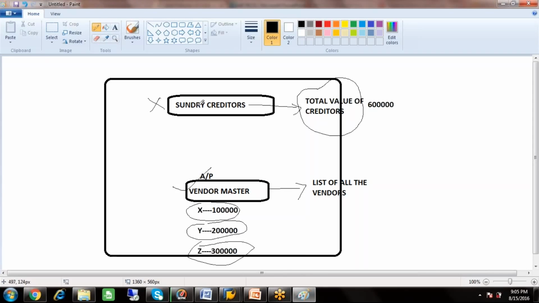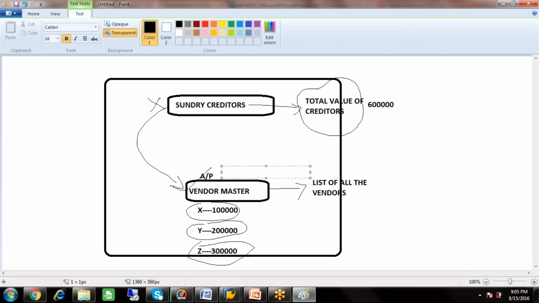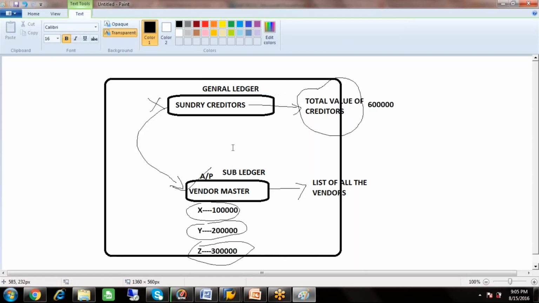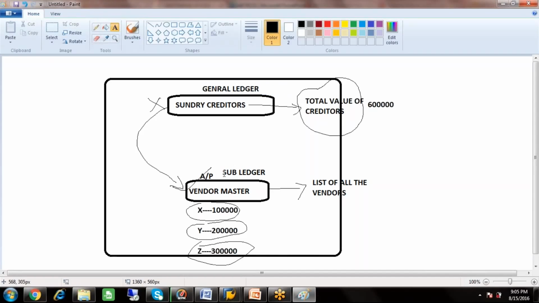Now, whenever I'm creating this GL account or this subledger, this GL account will always be linked to the subledger. That means this general ledger will be linked to the subledger. My accounts payable, we call it as a subledger, and my sundry creditors is my general ledger. So I'm linking my general ledger to the subledger. What happens because of that?